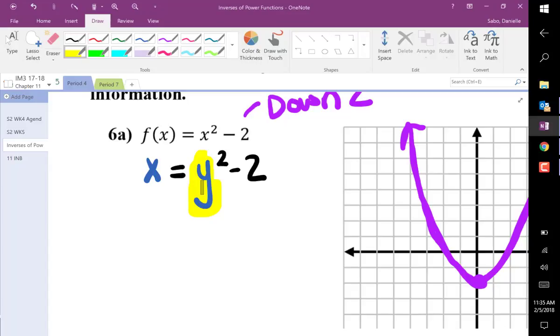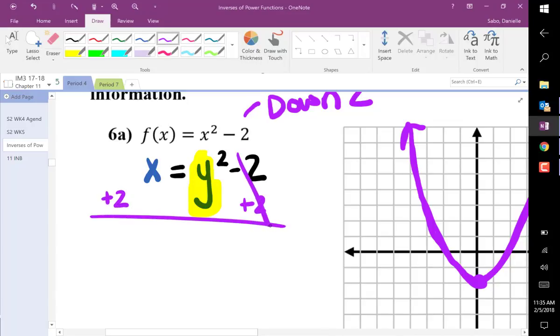What would I do first to get it over to the left side? Yes, I would add 2. Okay, and I'm going to put it off to the side, and here's why. I saw this a lot on your test. People added x plus 2, and you gave me 3x. It's not. They're not the same.